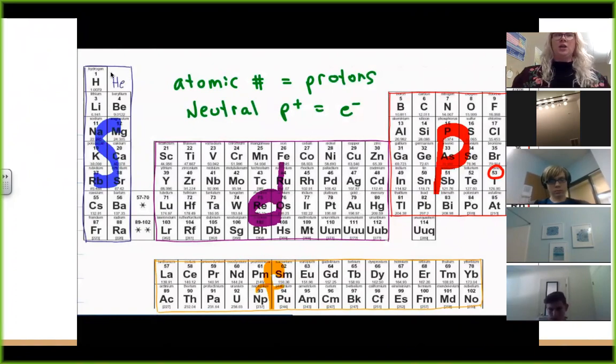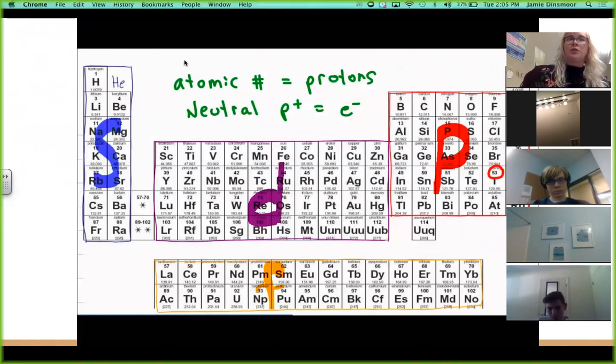So let's configure our gold. We're going to start with 1s. Why? Because that's what we start with every single time. 1s is our first energy level and orbital, and we are going to have 2 electrons in 1s because we only get to helium and we're not done. So 1s2 is to start.